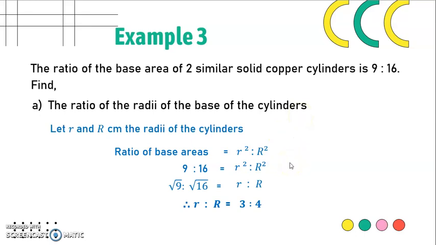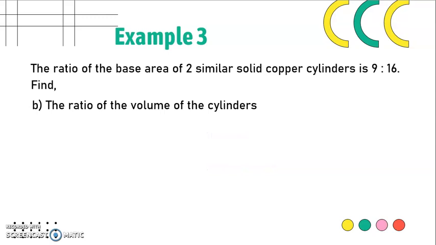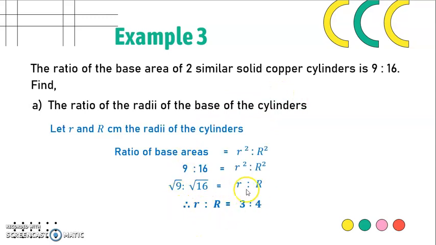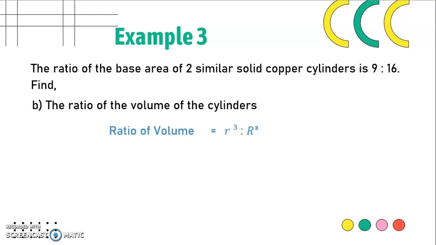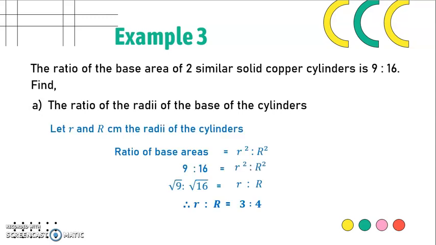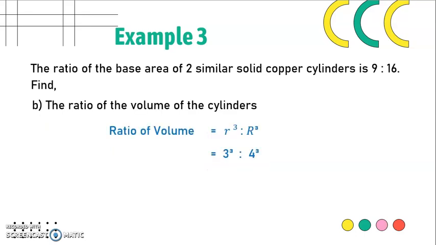Okay, so proceed to the next question. The next one, find the ratio of the volume of the cylinders. So we know that this is the ratio of the radii of the base of the cylinders. Now we have to find the volume. So make use of this answer, the 3:4. As we know, the ratio of the volume is r cubed is to R cubed. So we key in the ratio, which is 3:4, and it becomes 3 cubed is to 4 cubed. So you get your answer: ratio of volume is equal to 27 is to 64. Okay, because it is in volume, so it must be to the power of 3.